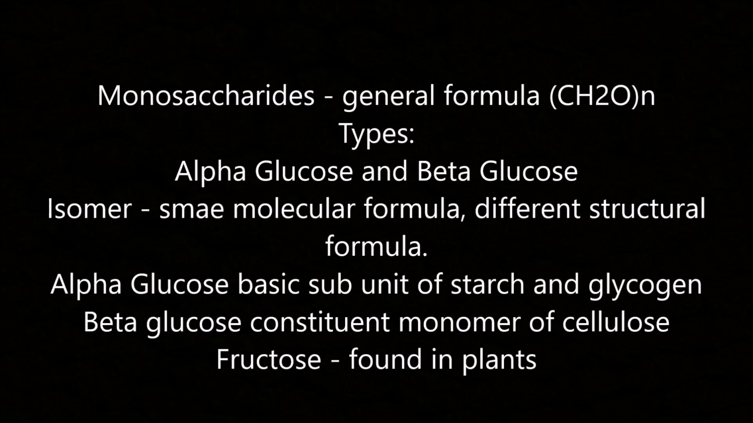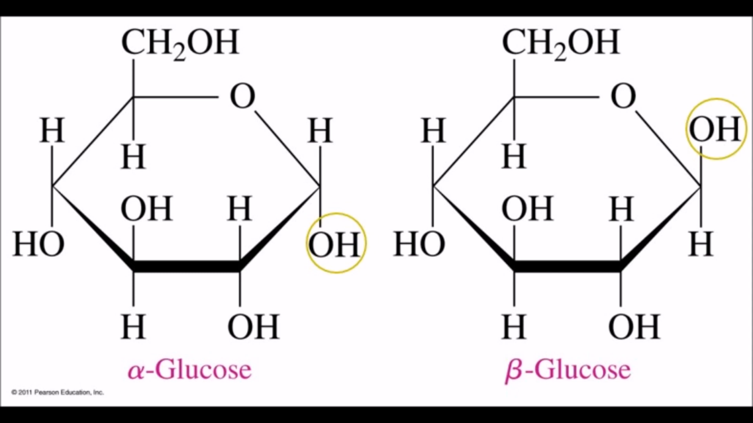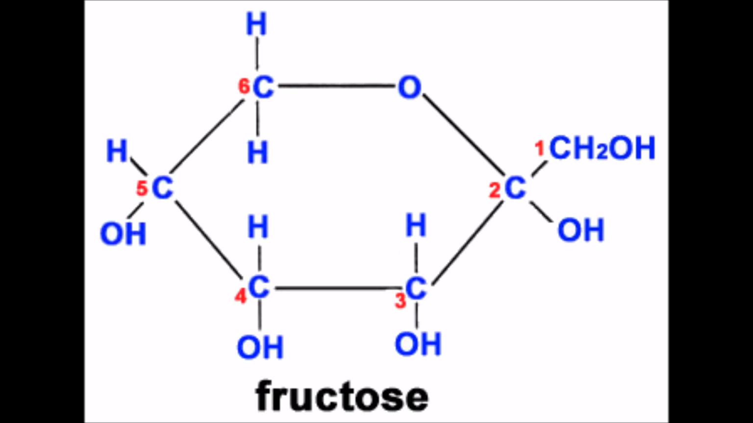Monosaccharides have a general formula of CH2O, and the types are alpha glucose and beta glucose. An isomer has the same molecular formula but a different structural formula. Alpha glucose is the basic subunit of starch and glycogen, and beta glucose is a constituent monomer of cellulose, and fructose is found in plants. Here are diagrams of alpha glucose and beta glucose. Here's a diagram of fructose.